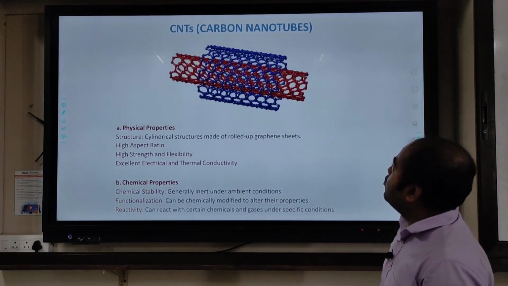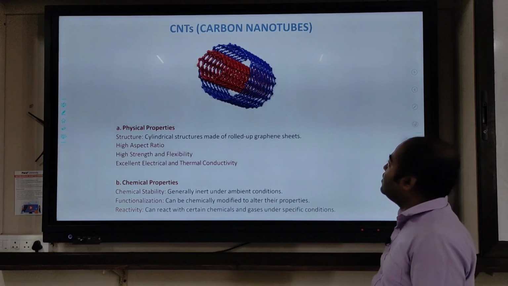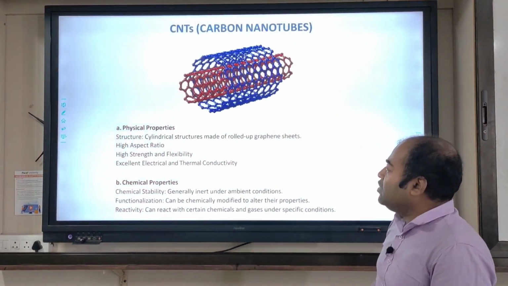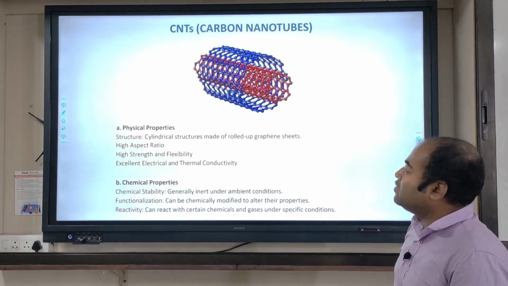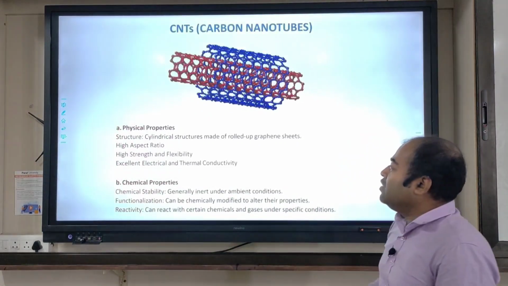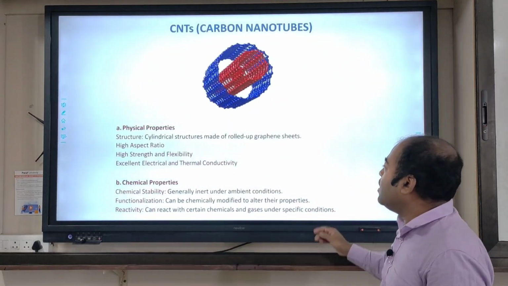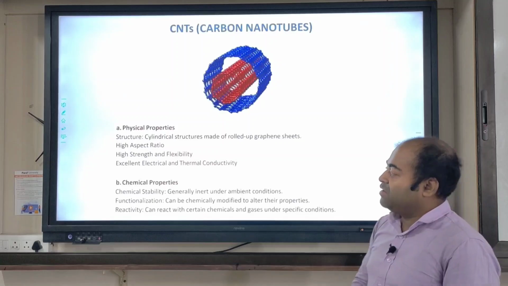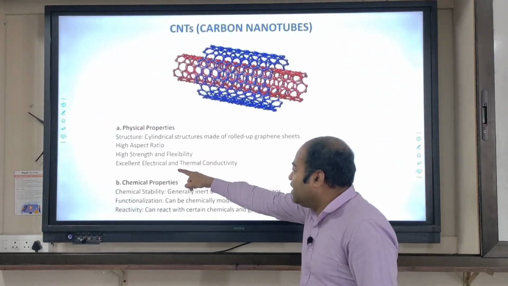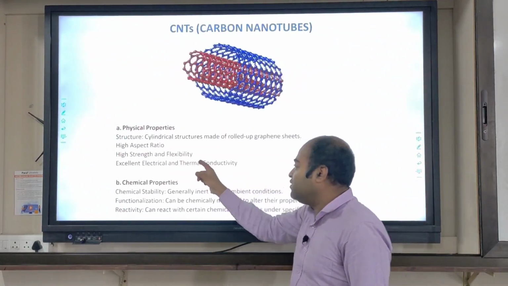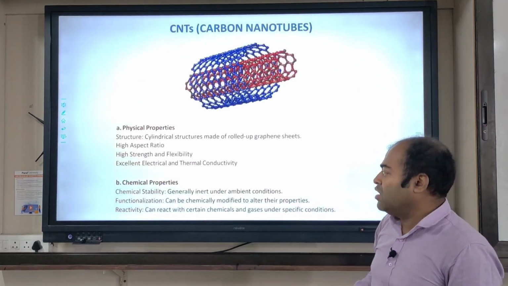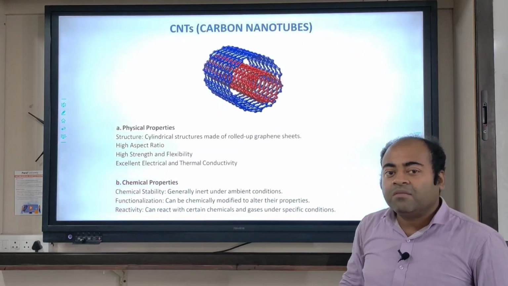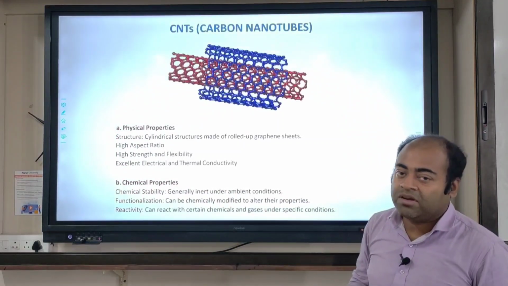Now let us come to the carbon nanotube. Now we can see in this animation that a carbon nanotube is basically a rolled graphene sheet. It has many physical properties similar to those of graphene. These cylindrical structures are made up of rolled graphene sheets, and they have high aspect ratio, high strength and flexibility. So, excellent electrical and thermal conductivity, high strength and flexibility, they are similar to graphene, but they have a high aspect ratio, that is, their length is much longer than their diameter.